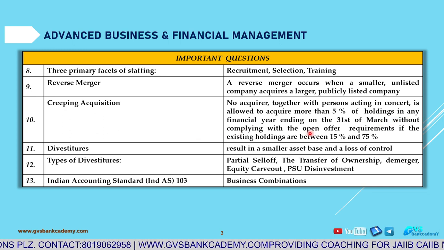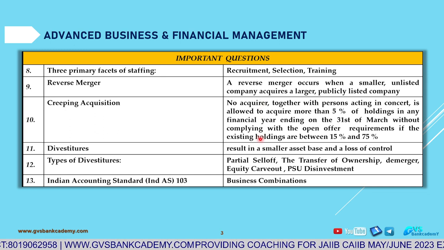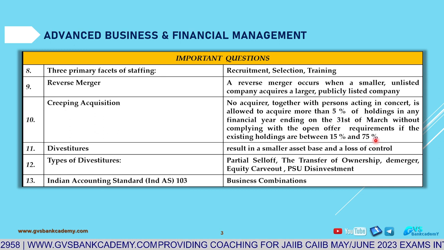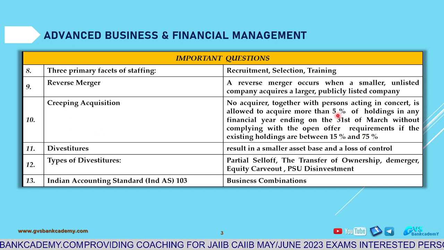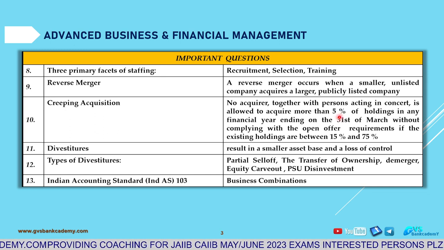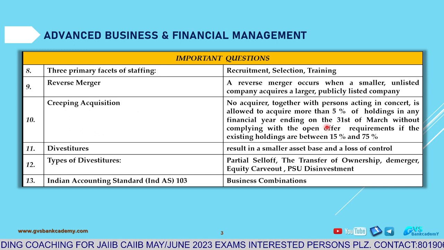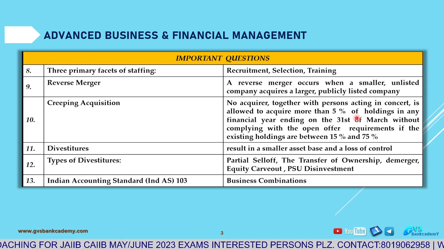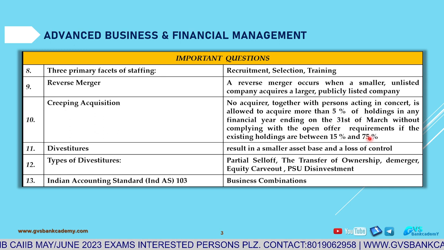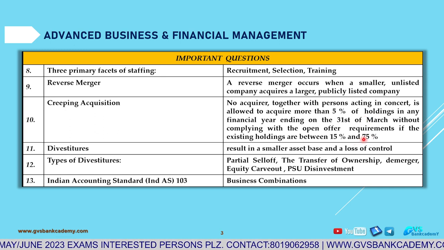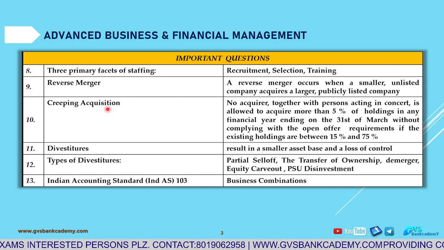Without giving an open offer, if the acquirer's existing holding is between 15% and 75% of total paid up capital, he can acquire 5% of paid up capital every year, with the paid up capital figure taken on 31st March. That is the meaning of creeping acquisition. Creeping acquisition stops on reaching 75%. After reaching 75%, he cannot purchase shares under creeping.